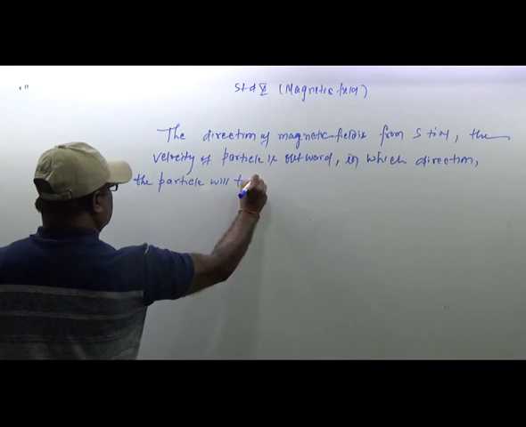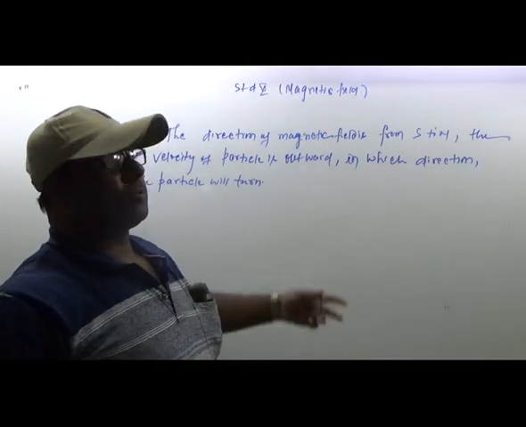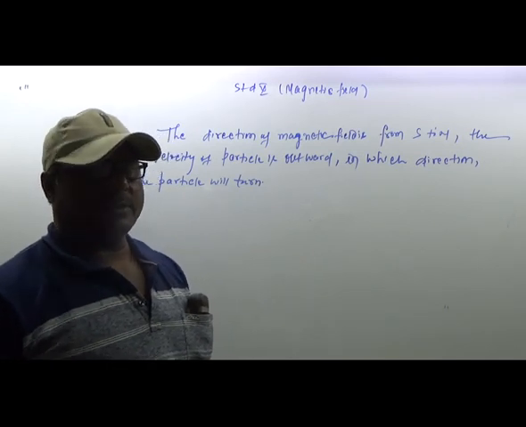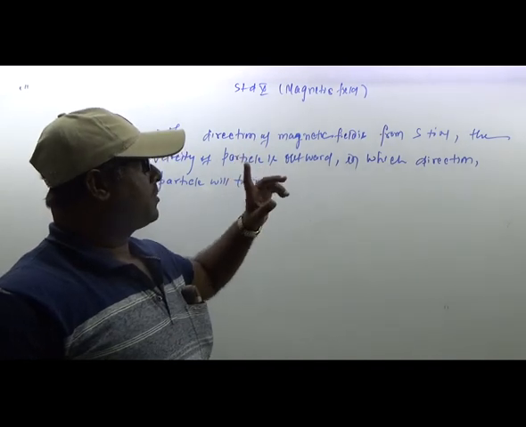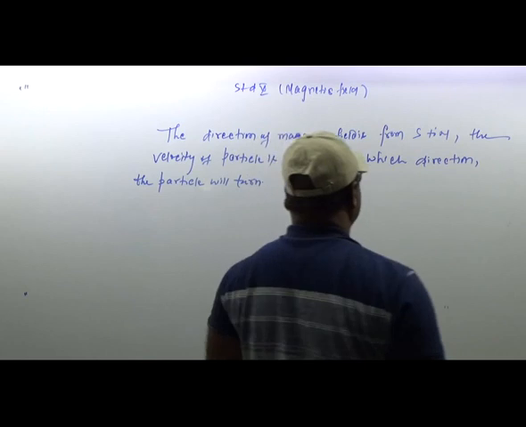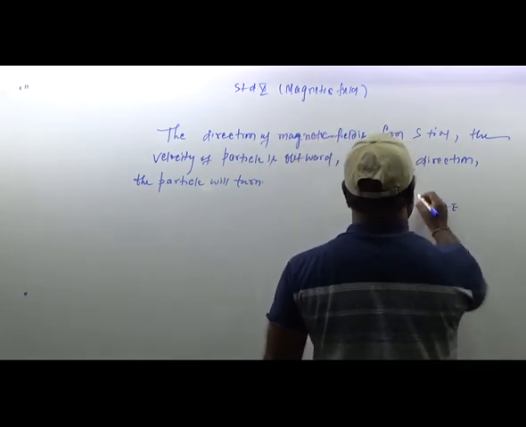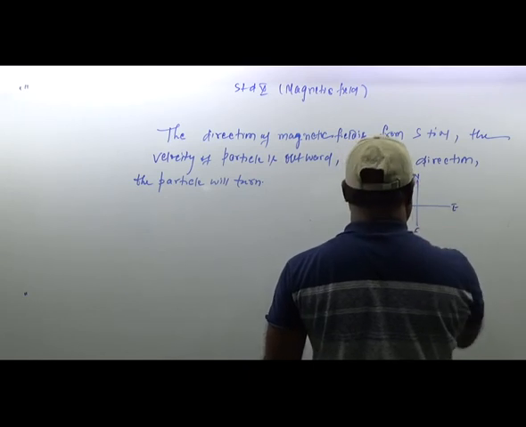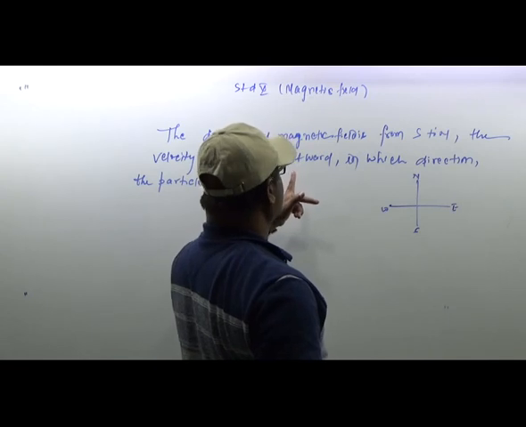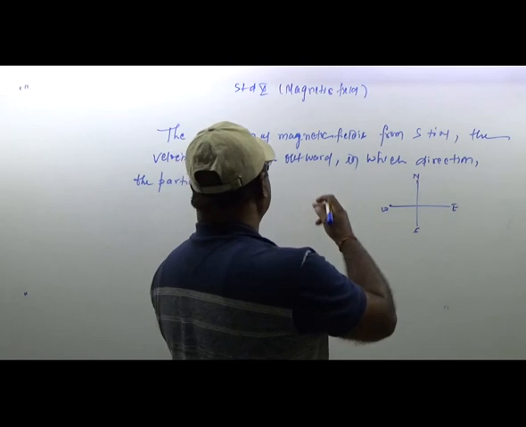Let us work it out. This type of question is definitely asked in examinations. Look here. First, the direction of the magnetic field is from south to north. Alright. East to west. North south. So look, the direction of the magnetic field is from south to north.